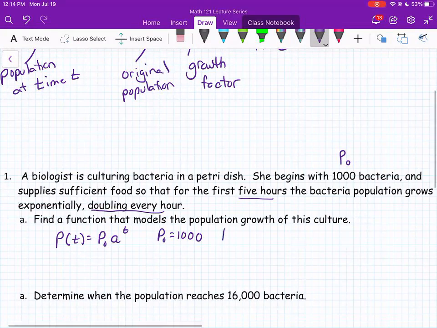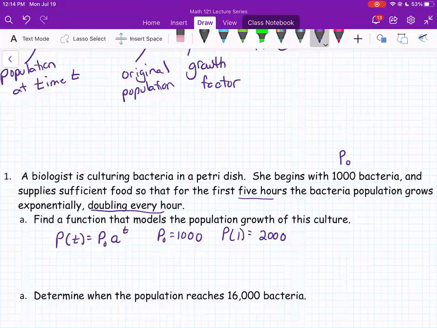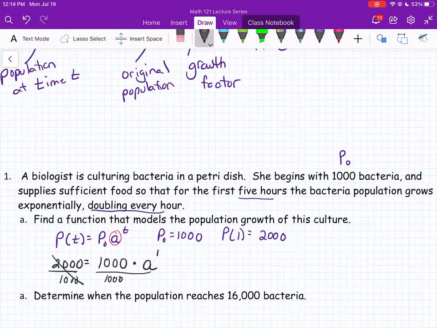So after 1 hour, p of 1, the population will be 2,000. We can plug this information in then to find a. We have p of 1, 2,000, is equal to the initial population of 1,000 times a to the t value, and that's after 1 hour. We're going to divide both sides by 1,000, leaving us with 2 is equal to a to the first power.